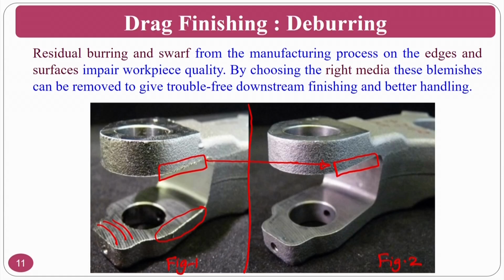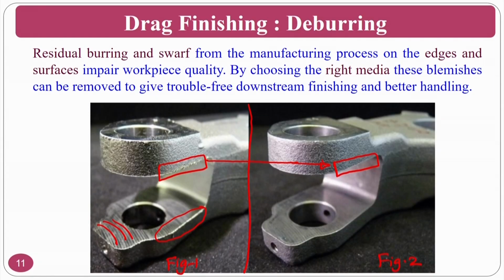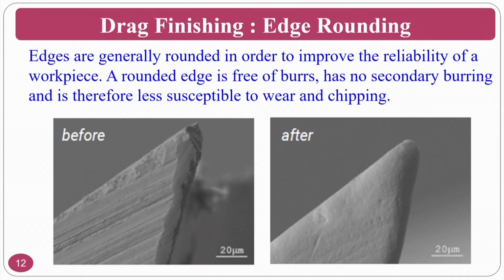Now, if you use the figure 1 component for performance, and also use the figure 2 component, the figure 2 component will give you good performance compared to figure 1, because you have properly done the deburring operation. Drag finishing is also used for edge rounding. Edges are generally rounded in order to improve the reliability of the workpiece, if I want to use figure 1 and figure 2.